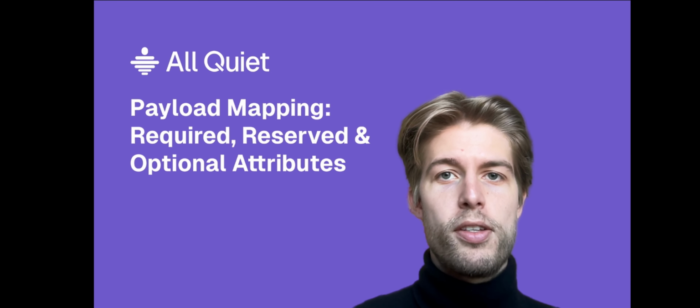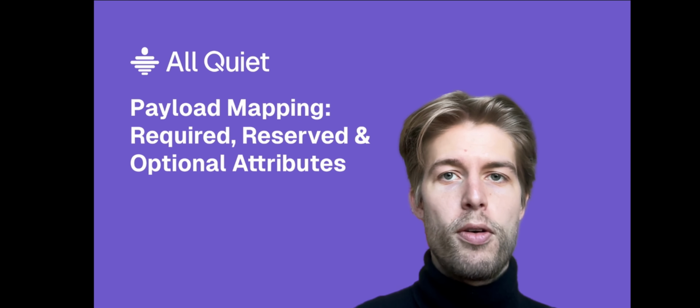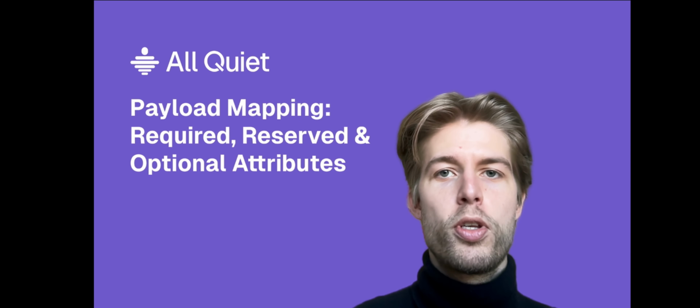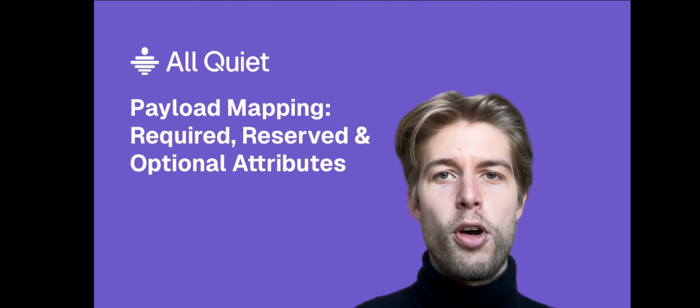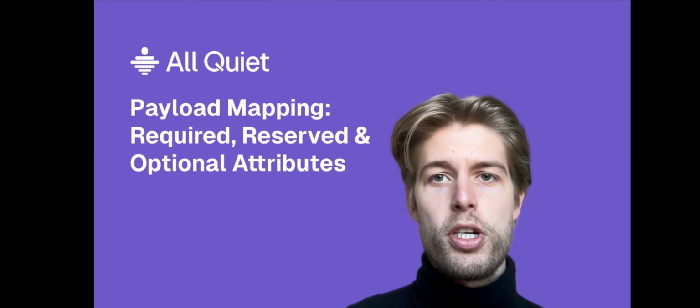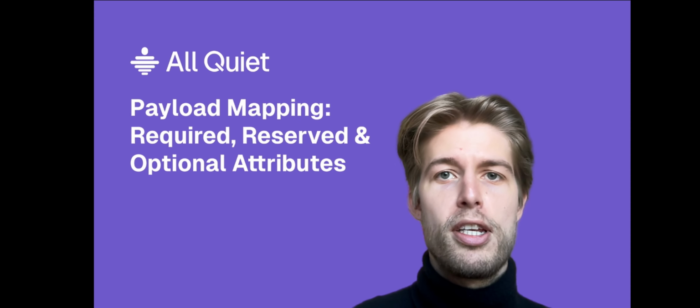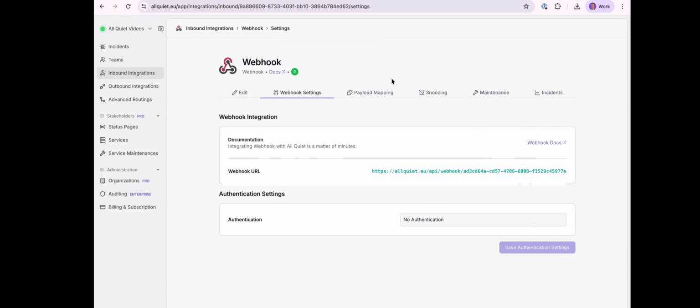My name is Per, and today we talk about payload mapping at All Quiet. How to transform an incoming payload to an All Quiet incident using our required, reserved, and optional attributes to enrich an incident with all the information that your team needs. Now, before we look at the mapping, remember that All Quiet can handle almost any HTTP request.